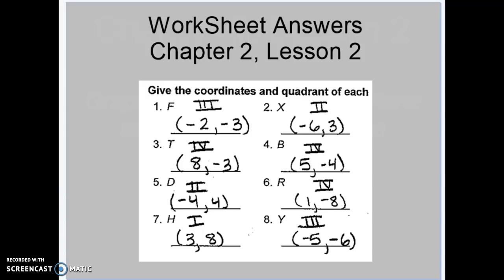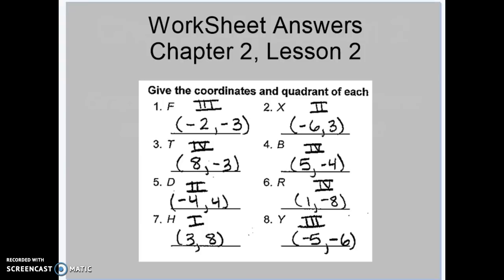So for the first 8 problems, the points were given on the coordinate graph, and your job was to figure out what the ordered pair was and also which quadrant each of the points was in. Point F was in quadrant 3, and it was located at -2, -3. Number 2, point X was in quadrant 2, located at -6, 3. Point T is in quadrant 4, located at 8, -3.